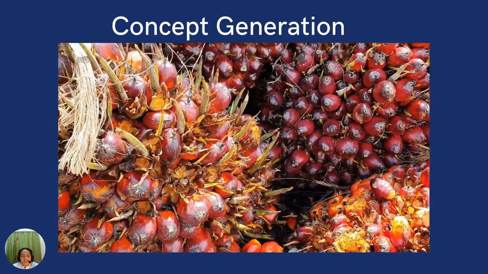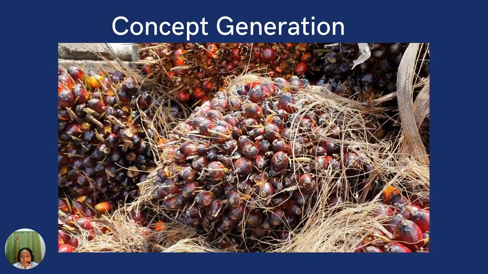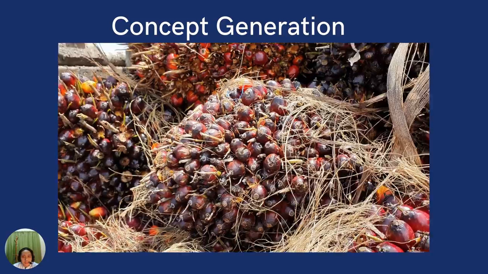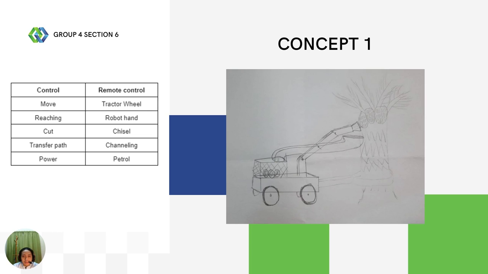After we did the morphological chart, we must do the concept generation according to the functions and components listed in it. Each of us must do one concept. For concept 1, you can see the control is using the remote control, and we move using the tractor wheel. The reaching mechanism is the robot hand, and the cutting uses a chisel. After cutting, the fruit transfer path is channeling. The power is petrol.